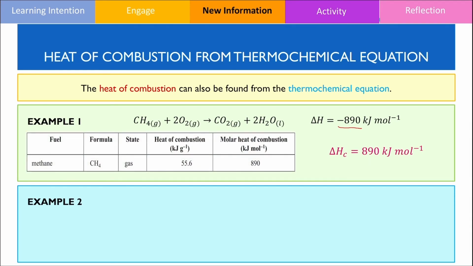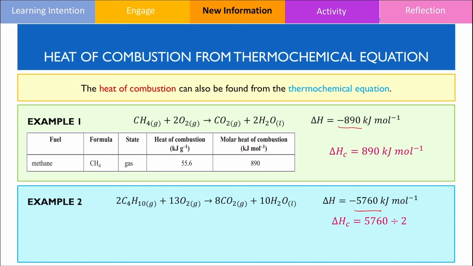In the second example, we have the thermochemical equation for the combustion of butane. According to this equation, 2 moles of butane is burned in excess air to release 5,760 kilojoules of energy. Because we are interested in the energy released by 1 mole, the heat of combustion of butane can be found by dividing the change in enthalpy by 2, giving us an answer of positive 2,880 kilojoules of energy, which is also reflected in the VCAA data booklet.